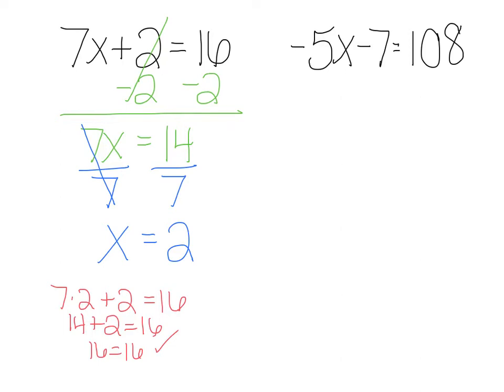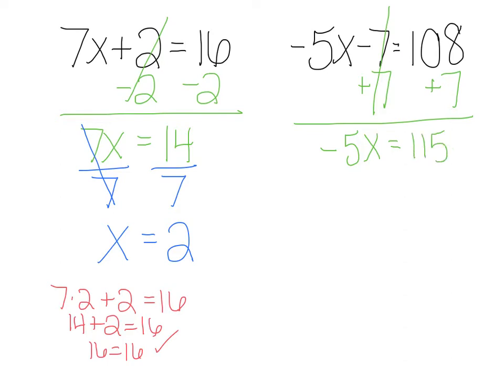All right, we have negative 5x minus 7 equals 108. First thing we need to do is get rid of the negative 7 by doing its opposite operation, which is plus. What I do on one side, I need to do on the other. This cancels out, and I'm left with negative 5x equals 108 plus 7, which is 115.